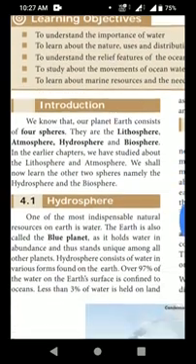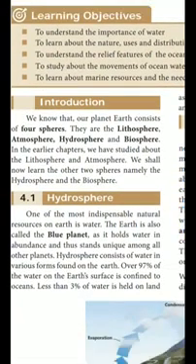So what do you mean by hydrosphere? Hydro means water, isn't it? Sphere means it is round in shape. Already I have taught that. One of the most indispensable natural resources on our earth is water, which is very important for human beings. So the earth is also called the blue planet.